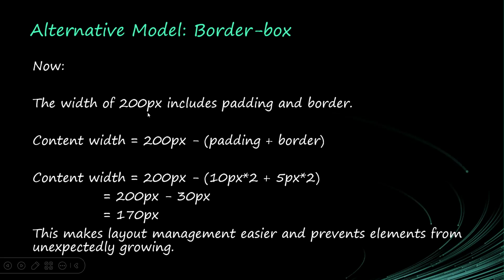Because the whole 200 pixel width here includes the content, the padding, and the border, the browser will find a way to share it amongst these three areas. So we have 200 minus the padding and border, which is 10 pixels on both left and right, and 5 pixels on both left and right for the border, and this will now be the content width. This makes layout management easier and prevents elements from unexpectedly growing. So always make sure you use box sizing and set it to border box.